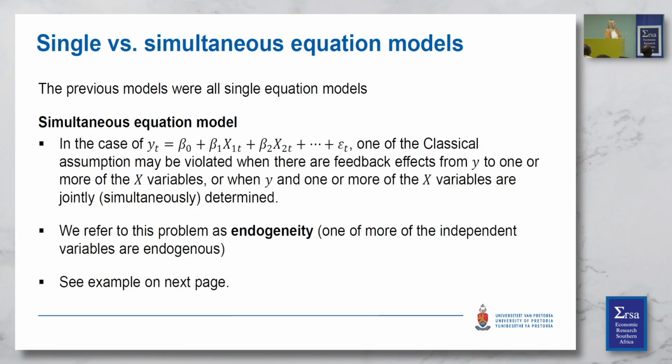So, yeah, as I mentioned, there can be feedback effects. So actually, there's another equation here where x1 also depends on y. That is possible. That's a violation if you then only estimate one model. That problem we refer to as endogeneity.